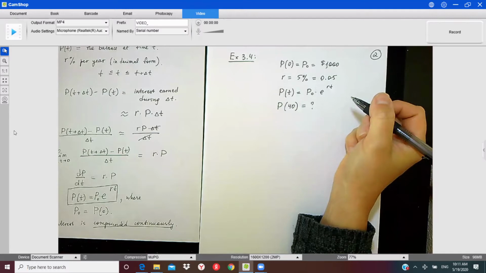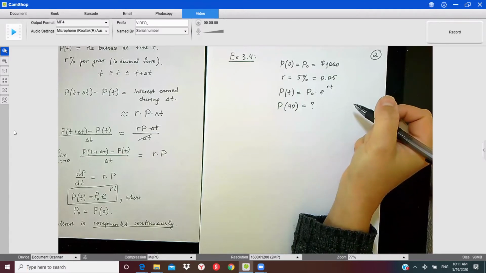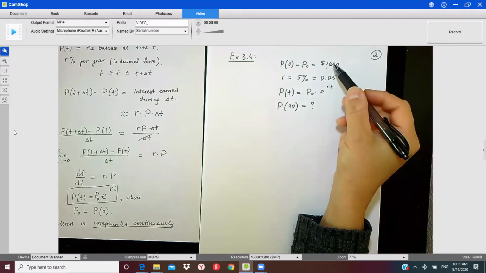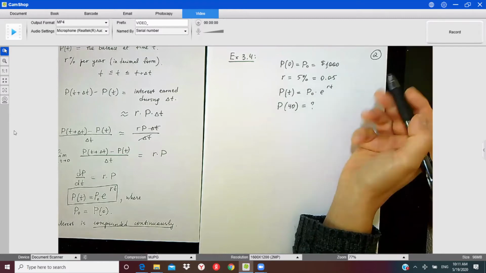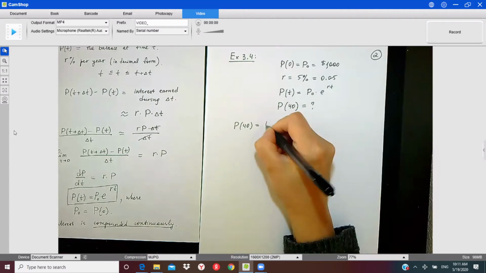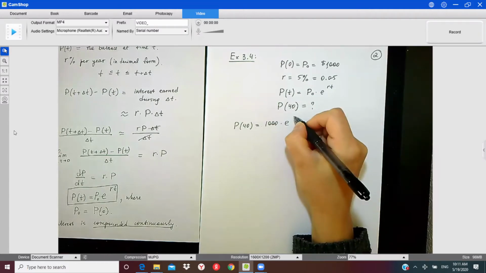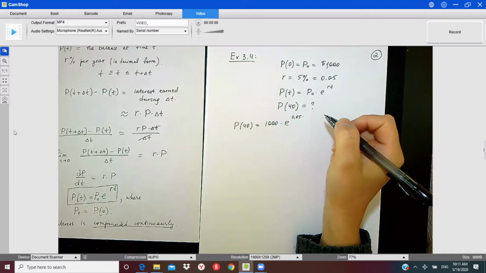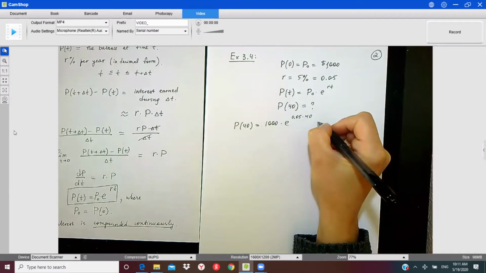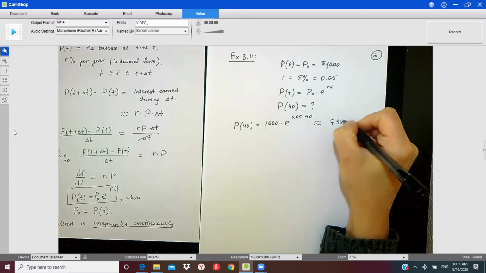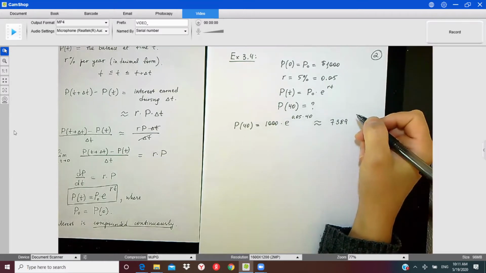Well, this problem is very straightforward. Do you agree? Yes. Very straightforward. So all we have to do is plug in all the constants into the formula and we're done. So P of 40 will be 1,000 multiplied by e to the power, keep in mind to use the decimal form of the interest rate, times 40 years. And using calculators, we should be getting approximately 7,389. And what is the measurement?